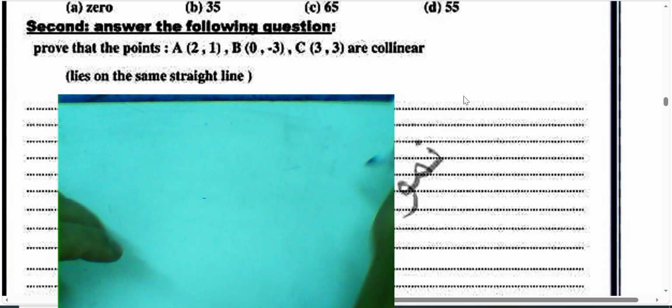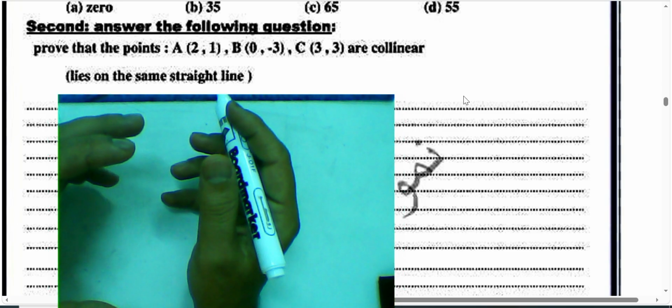Sine equals cosine. If the summation between two angles equals 90 degrees, then we call them complementary angles. Next question. Second, prove that the points A, B, C are collinear, lying on the straight line. Collinear meaning what? We can find the solution here by two methods.